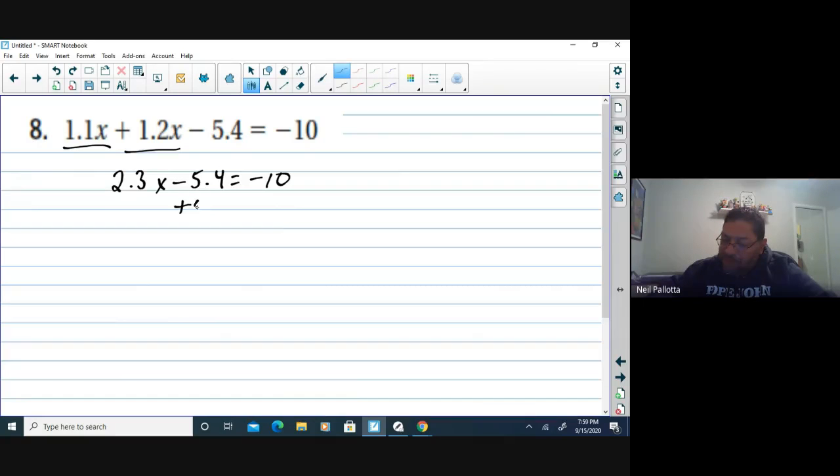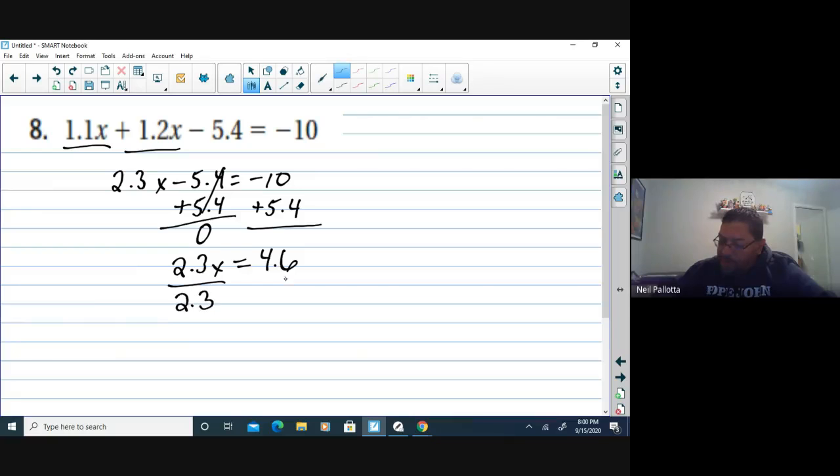Here we have our two-step equation. I want to do the opposite of the subtraction, which is going to be addition. It's going to make that 0. But if we add 5.4 on one side of the equation, we have to add 5.4 on the other side of the equation. We're left with 2.3x on the left side of the equation. And on the right side of the equation, when we add -10 and 5.4, that's going to be 4.6. We divide both sides of that equation by 2.3. They cancel on the left side of the equation. X is going to be equal to 2. All right?